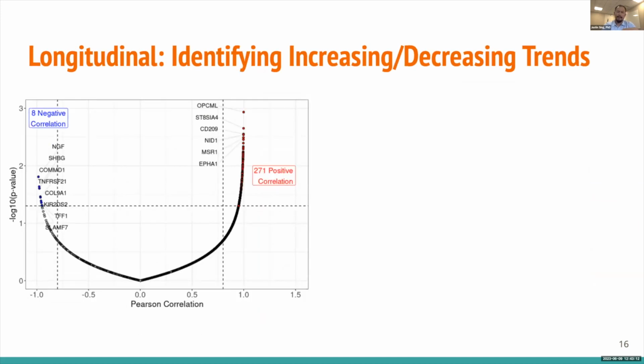So to analyze the longitudinal proteomic profile of Vanessa and identify any trends, I conducted just a simple Pearson correlation analysis. The x-axis here represents the actual Pearson correlation coefficient, which indicates the strength of the correlation between a protein's intensity over time. And the y-axis displays the negative log 10 p-value of the correlation test.